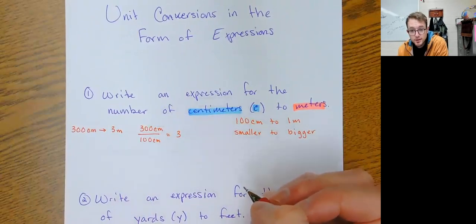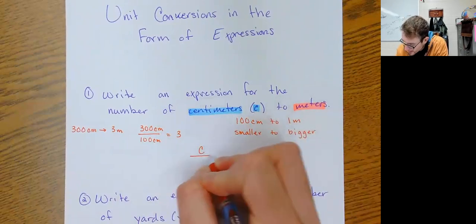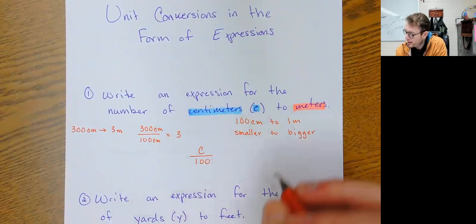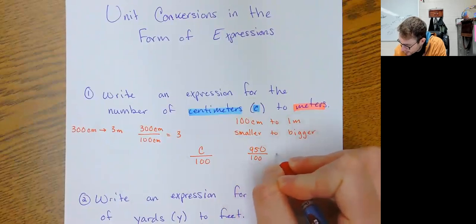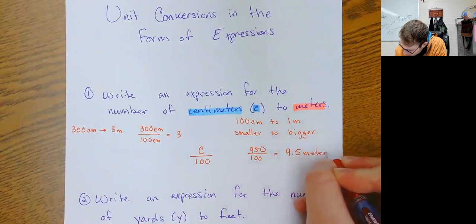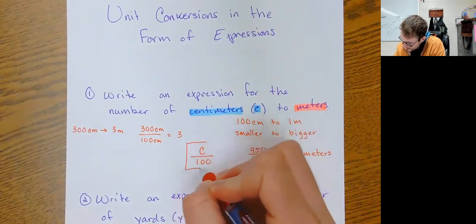So that is division. So if I want to create an expression, I want to create C divided by 100 would give me meters. And that would work no matter what, right? What if I had 950 centimeters? So 950 divided by 100 would equal 9.5 meters. And is that correct? Yeah, it is. Checks out. So this is the expression.